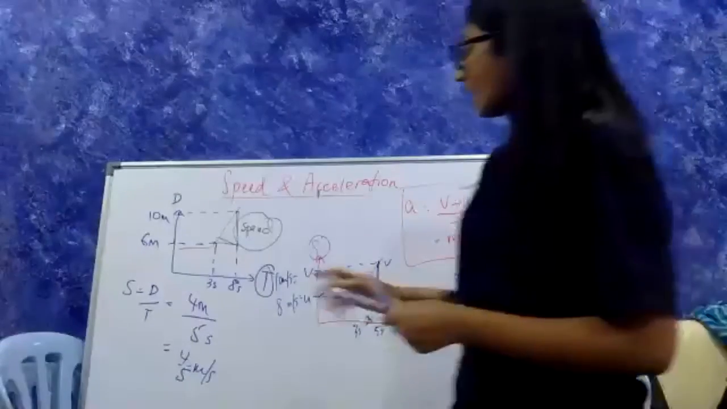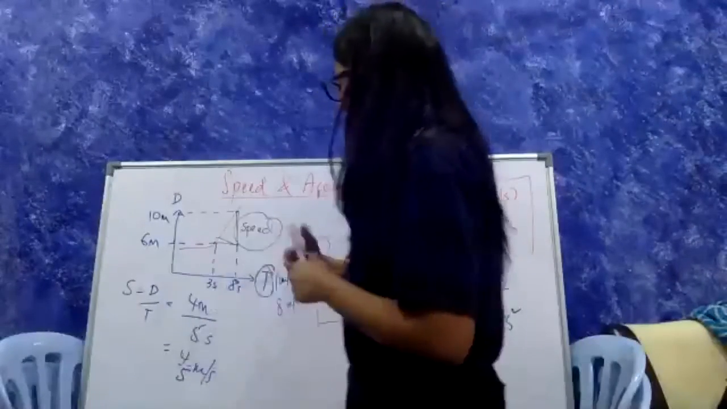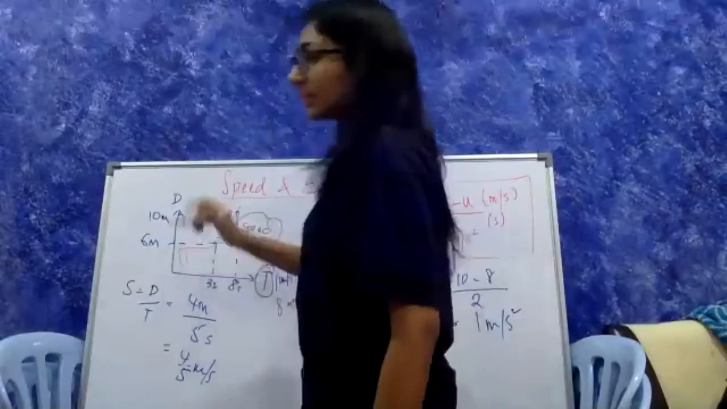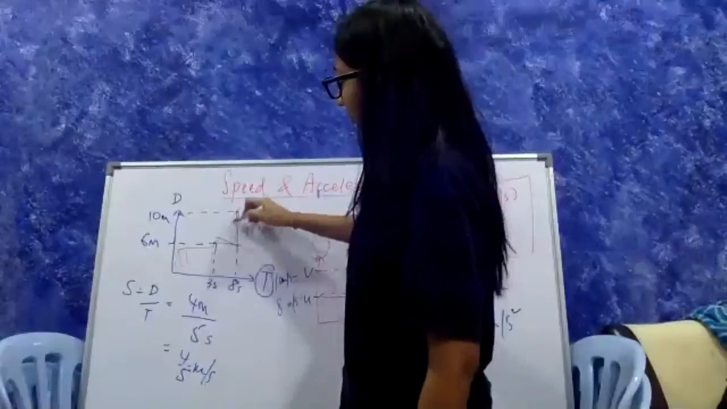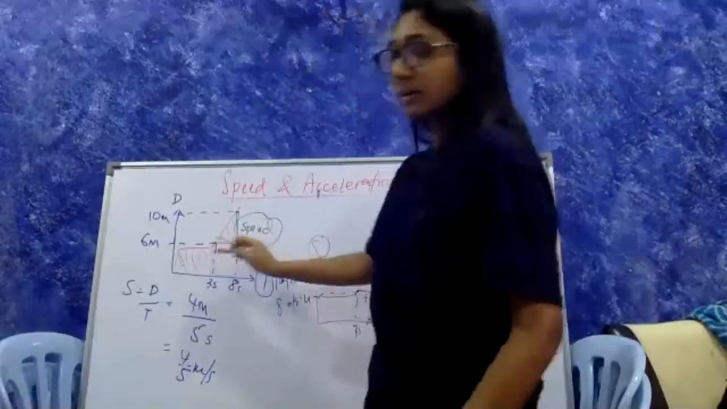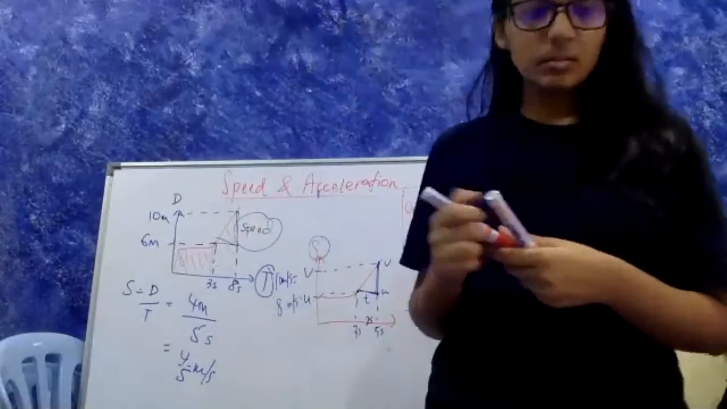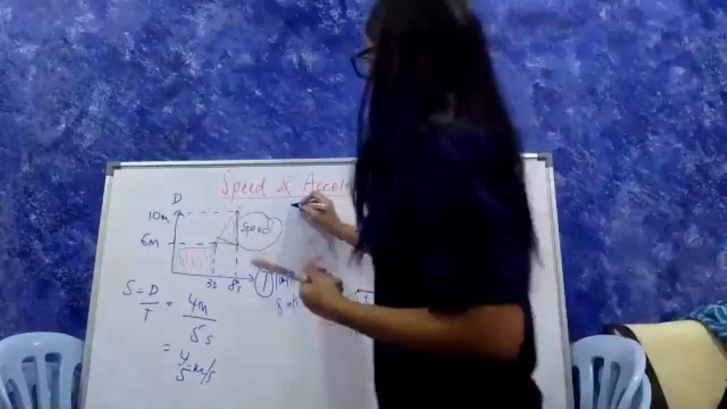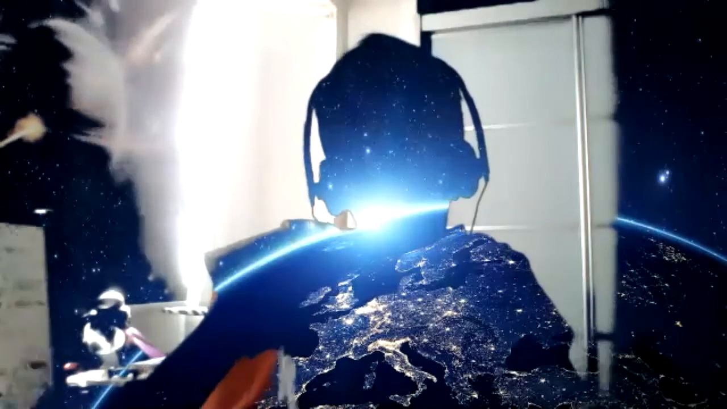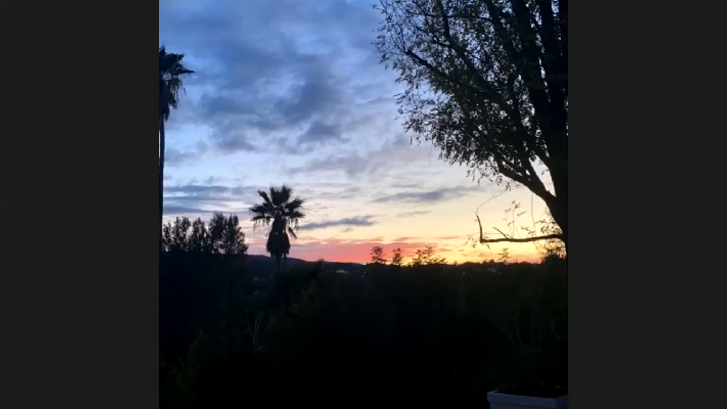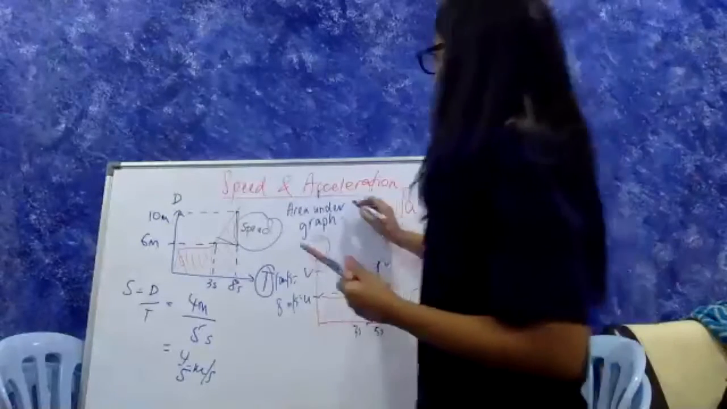Okay? And then if we look at the distance time graph, you divide it into sections and then you find the area. What am I finding? The area under the graph. What is the area under the graph? Not the speed, not the distance. I'm looking at the total distance covered.